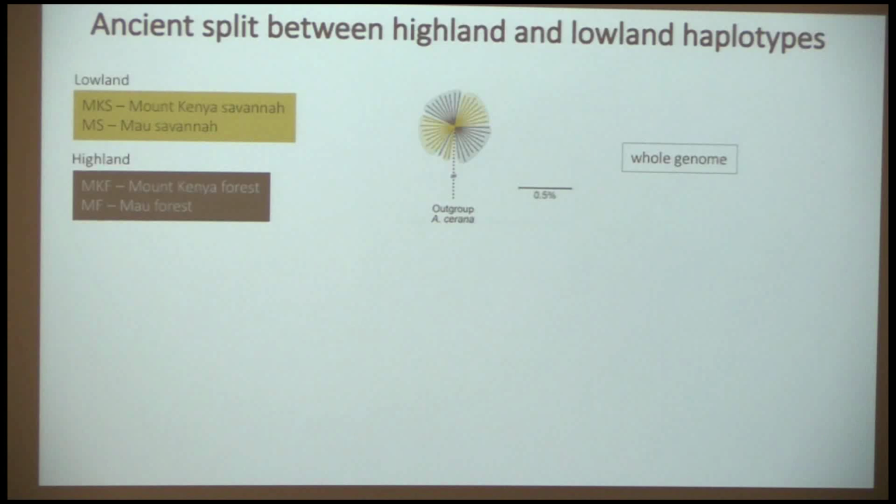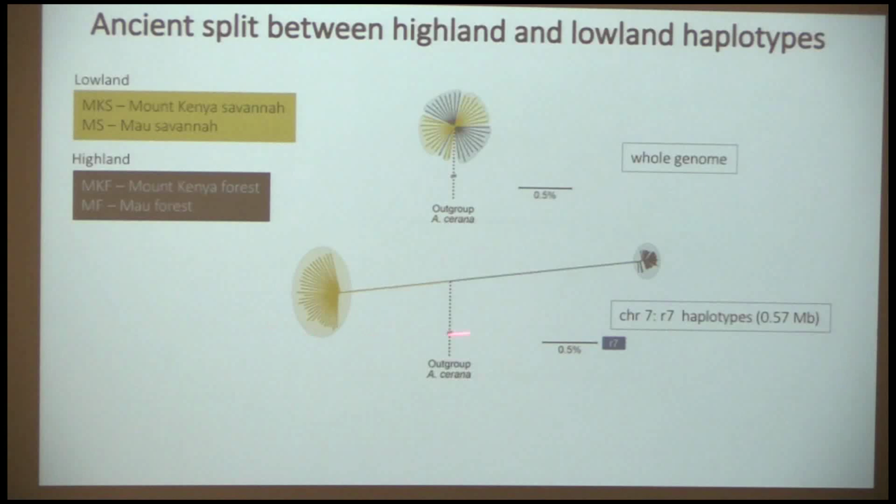Here what you can see is a tree of all of the lowland in yellow and highland in black samples across the whole genome. It's just a star. They're all really closely related. And here you have the tree that shows the differentiation in the region where you have these divergent haplotypes, so just comparing homozygotes for the different haplotypes. And so there you can see it's an extremely large divergence between them.